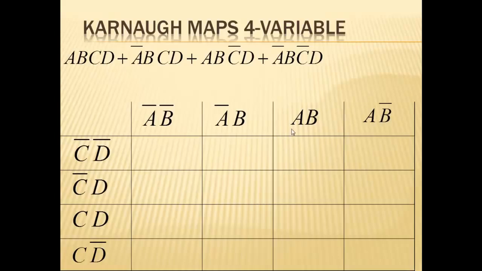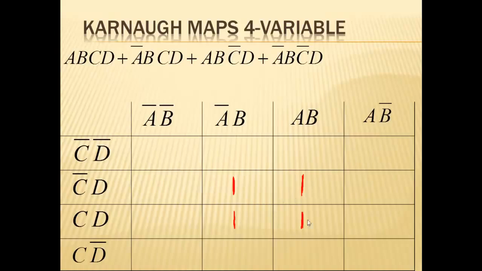So the first one's A B C D. So we've got a 1 right there. Or A naught B C D. Then we've got A B C naught D. It's real easy to get messed up on these things. And an A naught B C naught D, right there. Now we could do groups of 2.